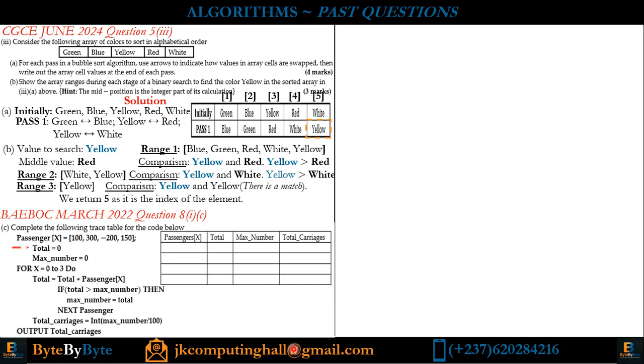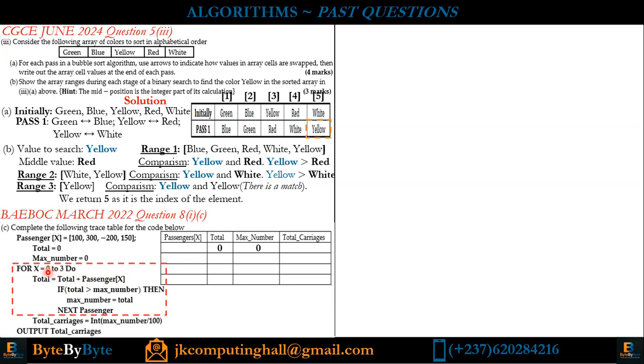Okay, let's proceed. Total equals 0, that's what we have. Max number equals 0, that's what we have. Now for x equals 0 to 3, because index 0, index 1, index 2, index 3. So for all the different values in the array, what do we have? For all these different values, I'm going to repeat all of this. Total is equal to total plus passenger at position x.